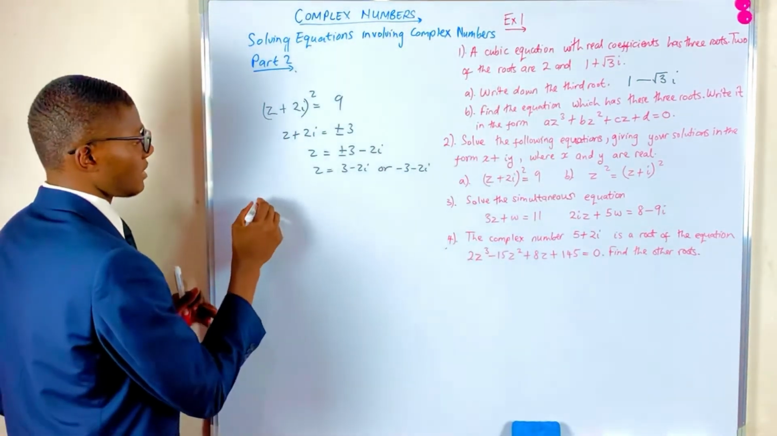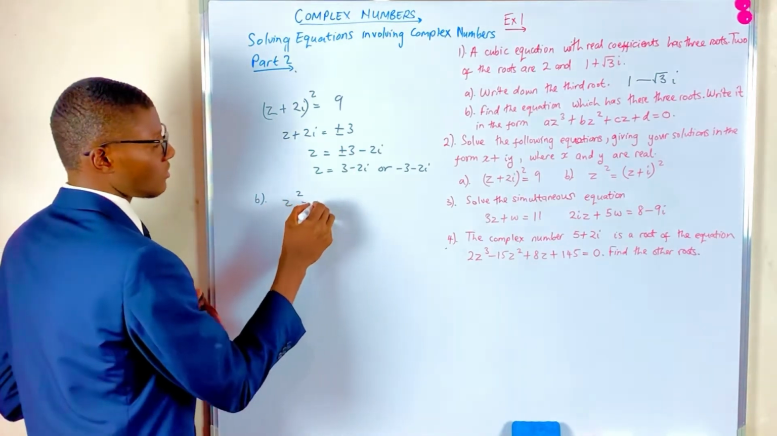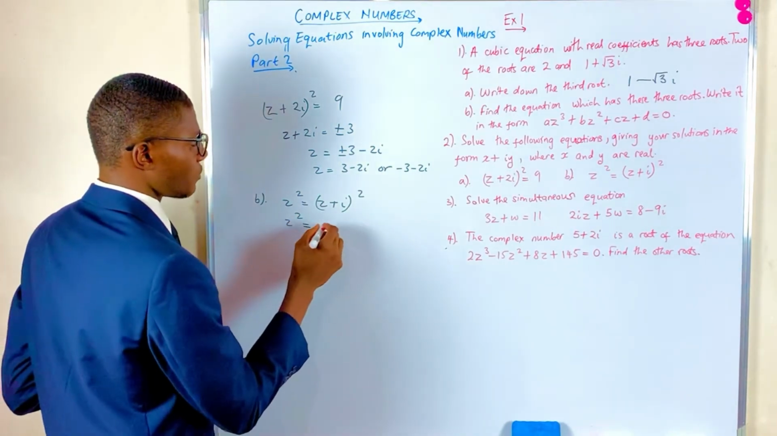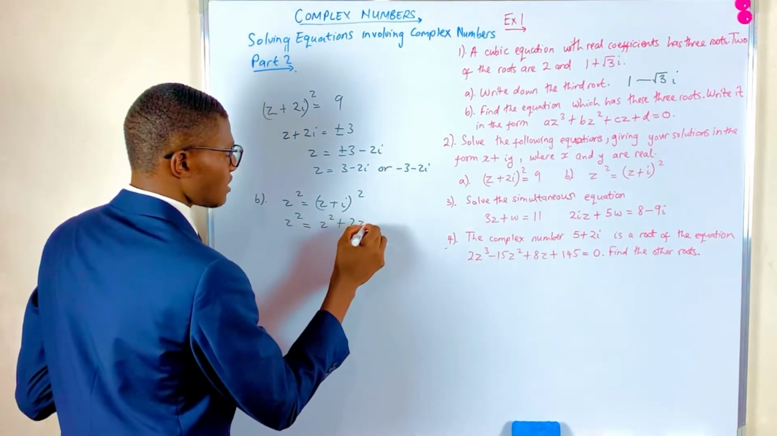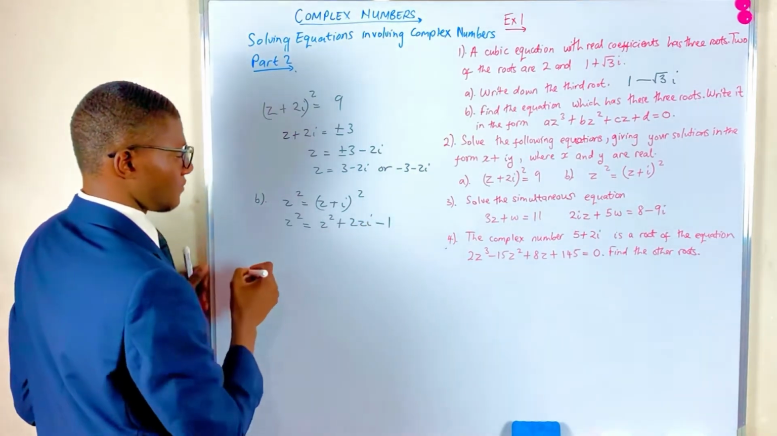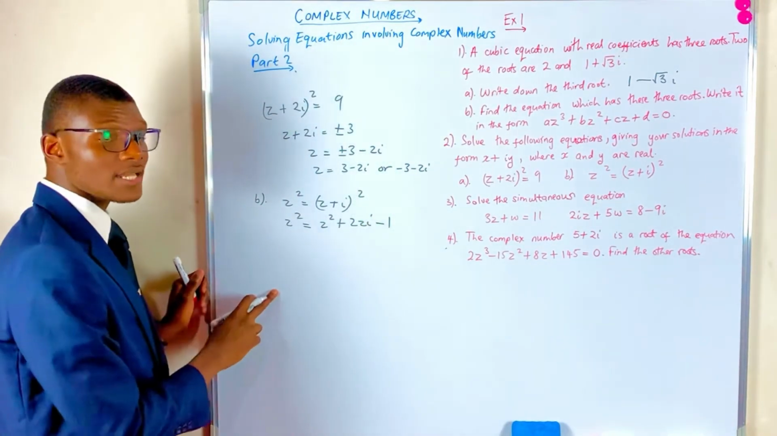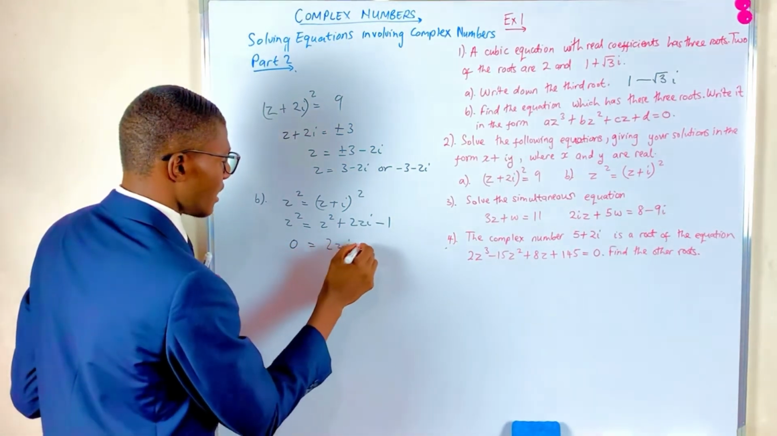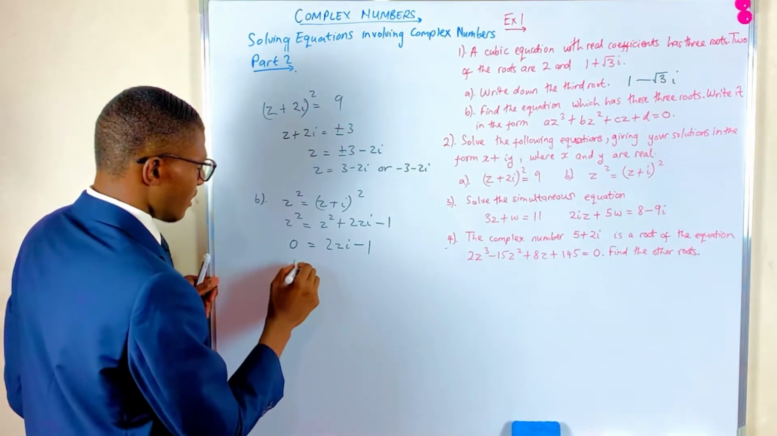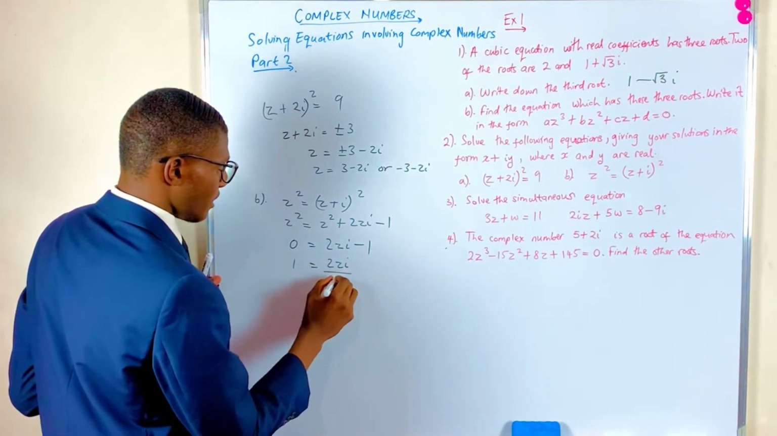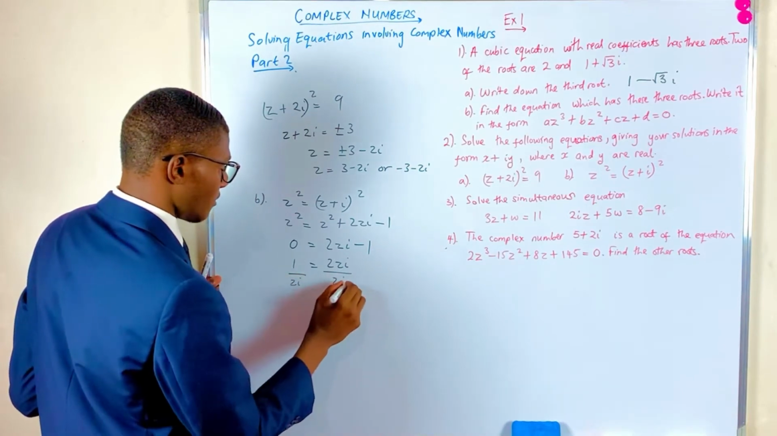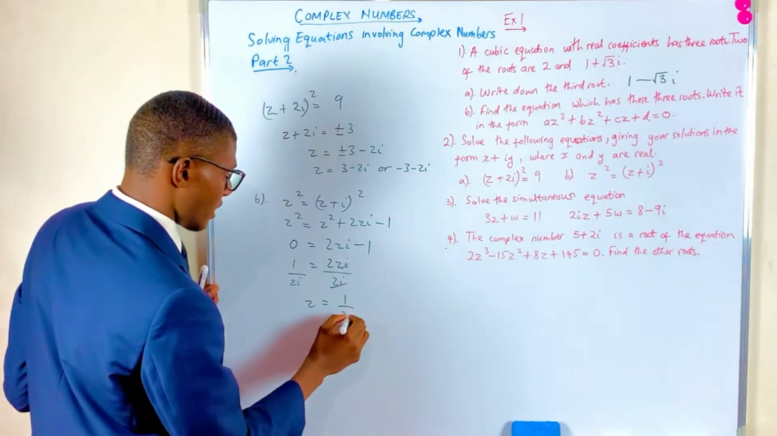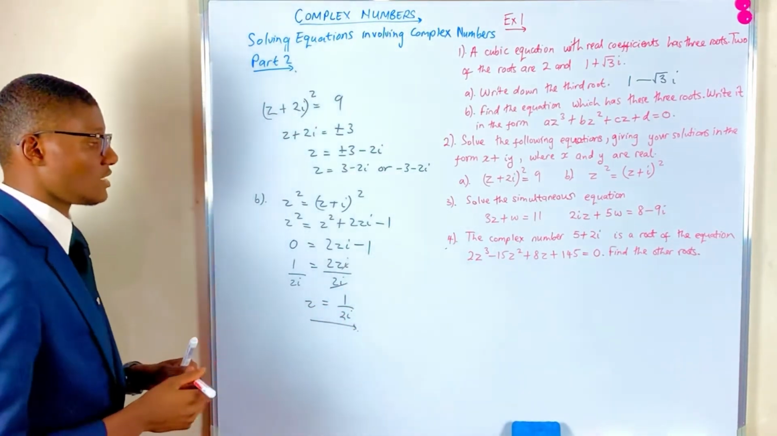Part B, we've got z squared is equal to z plus i squared. So if we expand first, we've got z squared being equal to z squared plus 2zi minus 1. Right? And then if we take z squared aside, it will cancel, you get a 0. So the 0 is equal to 2zi minus 1. So if we take 1 there, 1 is equal to 2zi, then dividing both sides by 2i, z would be equal to 1 over 2i.